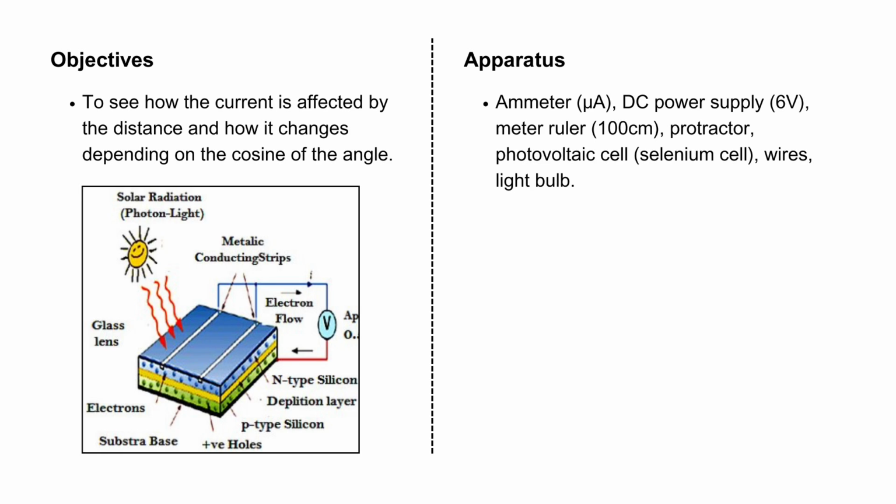And meanwhile, the apparatus that I use are ammeter, DC power supply, meter ruler, protractor, photovoltaic cell, which is made from selenium, wires, and light bulb.